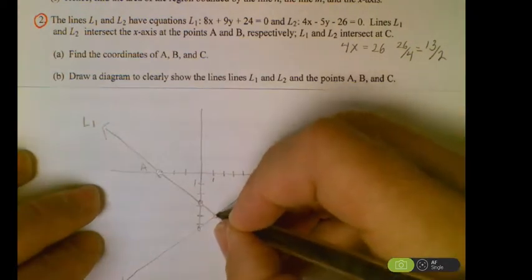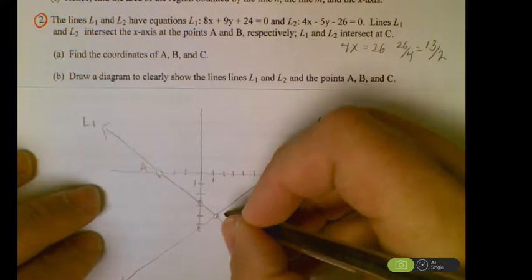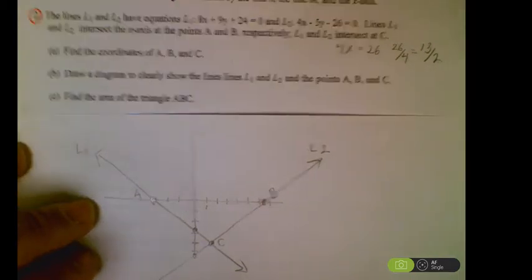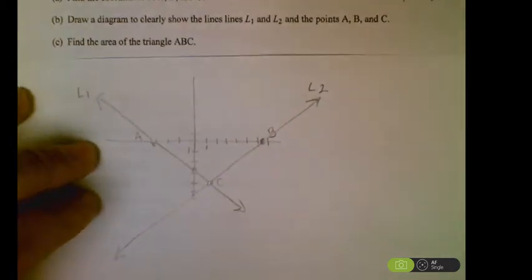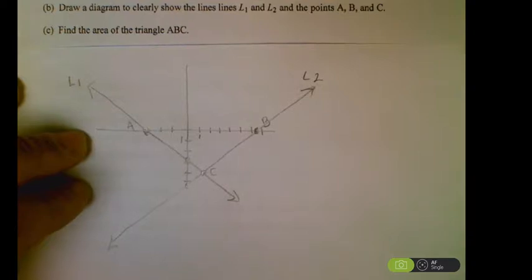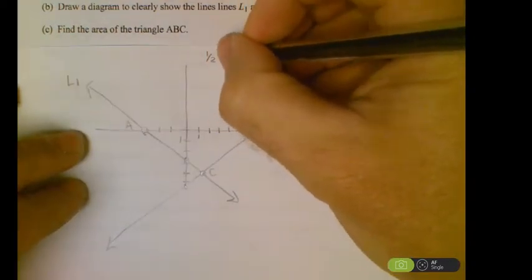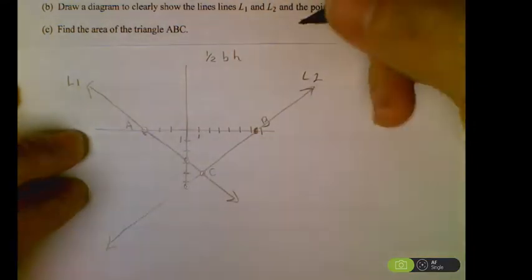We also figured out that point C was the point where they intersected each other. So we got that as well. So here's a sketch of what we got so far. For part C here, moving down, they want us to find the area of triangle ABC. We should just be able to use our 1/2 base times height in order to get the area of that triangle.